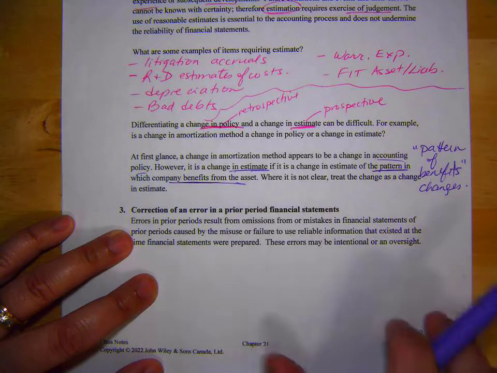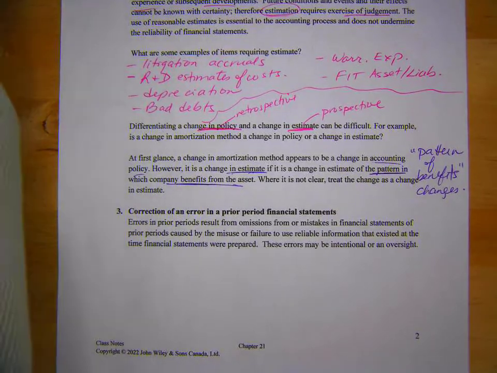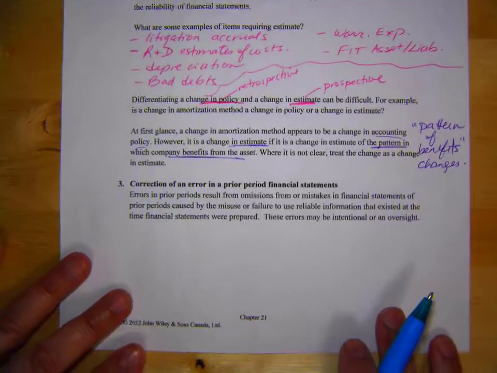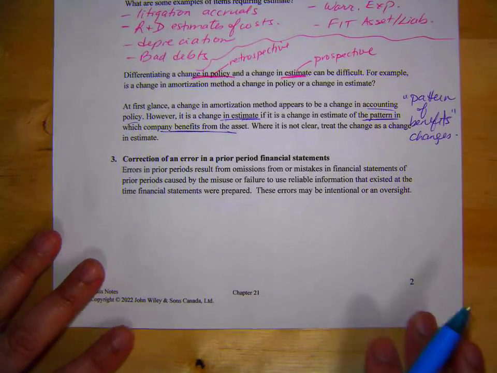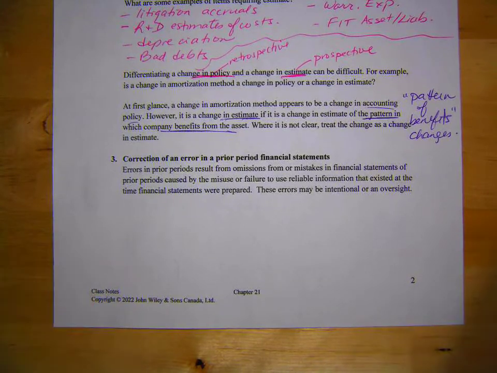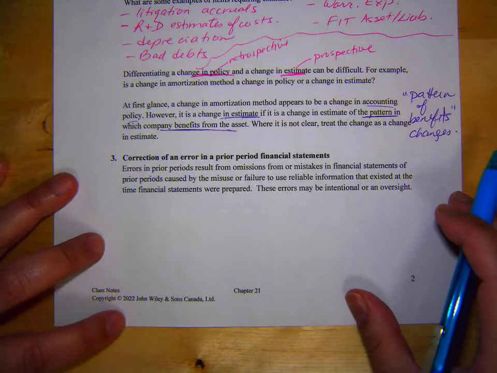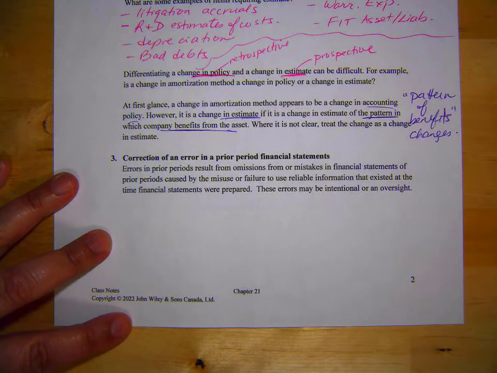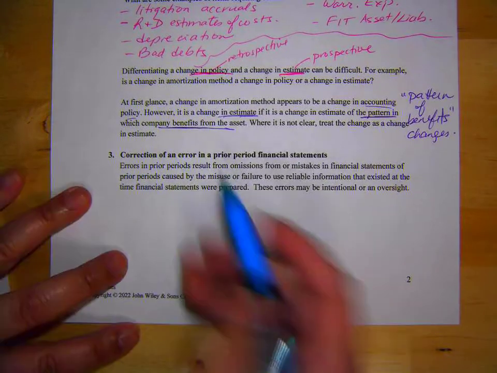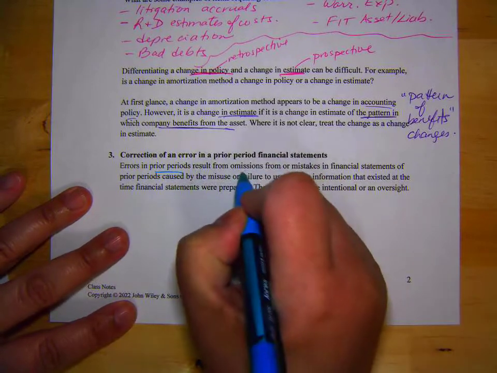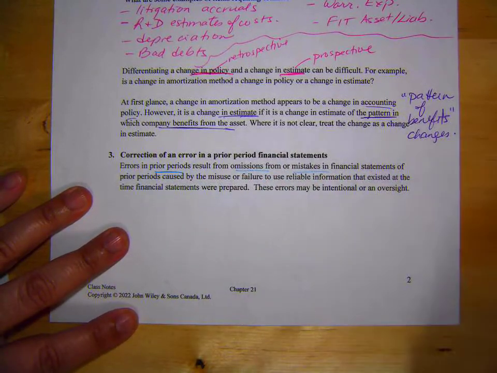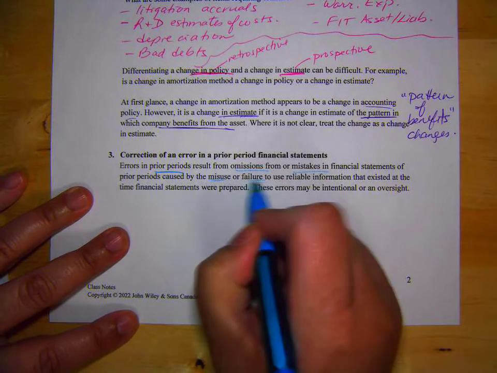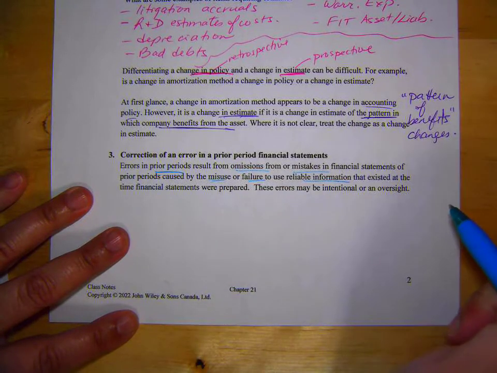But let's look at correction of an error in a prior period. So, errors, and the first year you work in accounting, you definitely make a lot of them. And they hopefully get fewer and further between, but they still happen. The big thing is you've got to correct them and fix them. So, errors in prior periods result from omissions or mistakes in financial statements caused by misuse or failure to use reliable information that existed at the time financial statements were prepared. So they can either be intentional or an oversight. Okay?